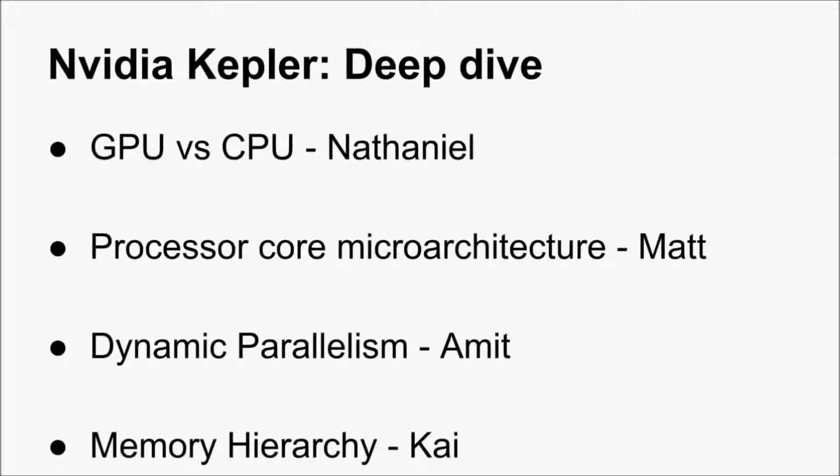So an overview of what we'll be talking about today is I'll start us off with the GPU versus CPU discussion, and then Matt will follow with a deep dive into the processor core microarchitecture, and Amit will discuss this new feature called dynamic parallelism, which was introduced with the Kepler architecture. Then Kai will finish up with a discussion on memory hierarchy.